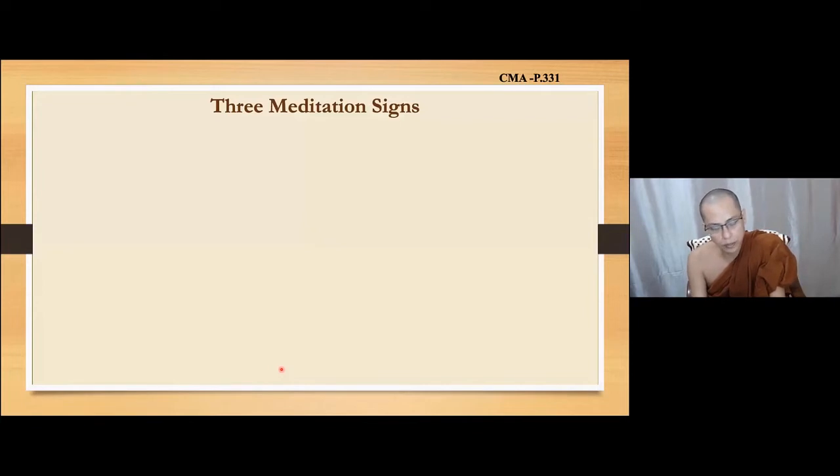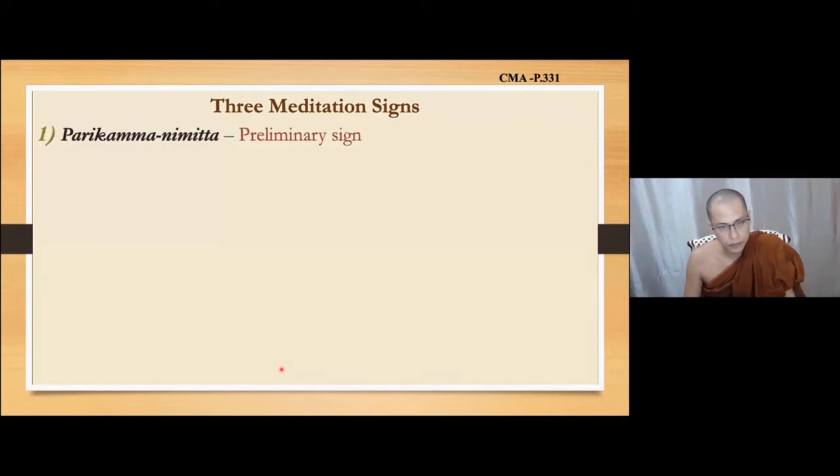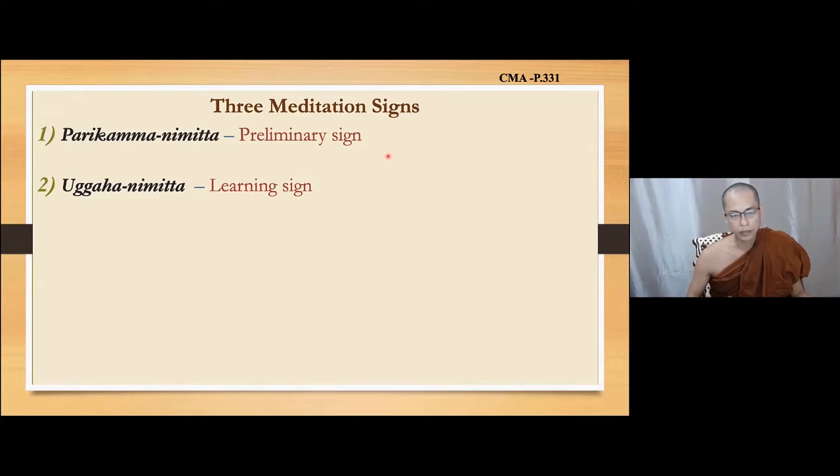Then the 3 stages of mental development are related to the 3 meditation signs. The consciousness cannot arise without objects, so there must be an object. The object is also classified into 3 types according to its level. The first one is Parikamma Nimitta, which is called the preliminary sign. Nimitta means sign. The second one, Uggaha Nimitta, is called the learning sign, but the English translation, learning sign, is a little bit different from the original meaning of the word Uggaha.